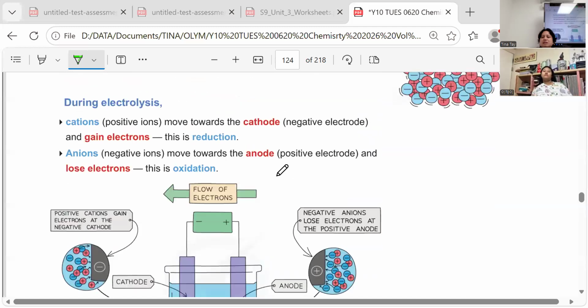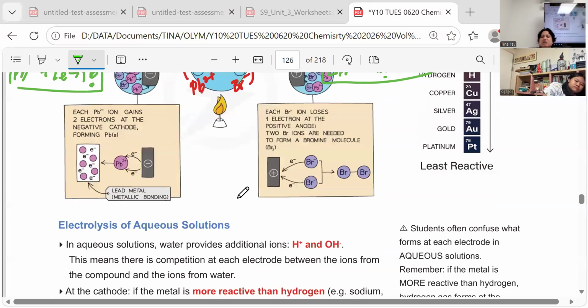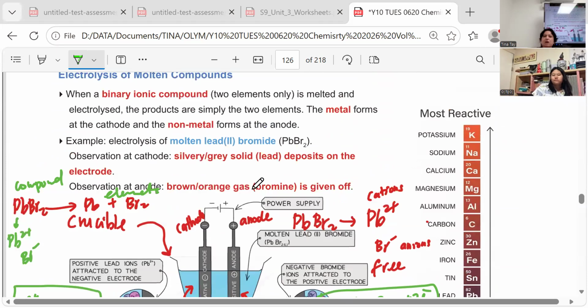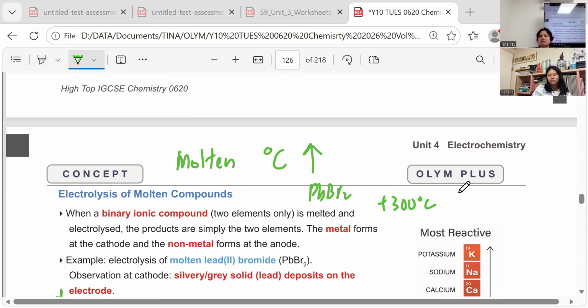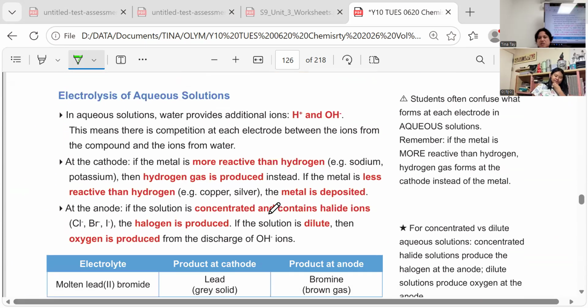Okay, so molten, is it easy or difficult to do? Difficult. Why is it difficult? Because in order to be molten, the temperature has to be really, really high. So for example, lead-2 bromide, about 300 degrees Celsius it will melt. But for sodium chloride, it only melts at 801 degrees Celsius. Do you think my school lab can reach 801 degrees Celsius? Of course not. So instead of using molten, we do something called aqueous.